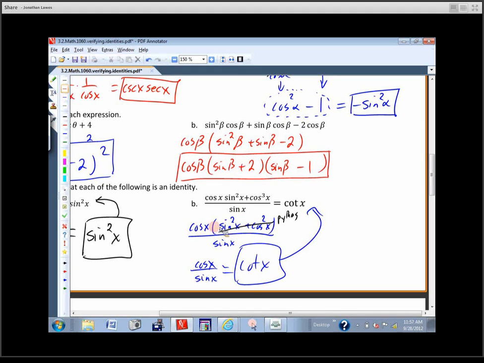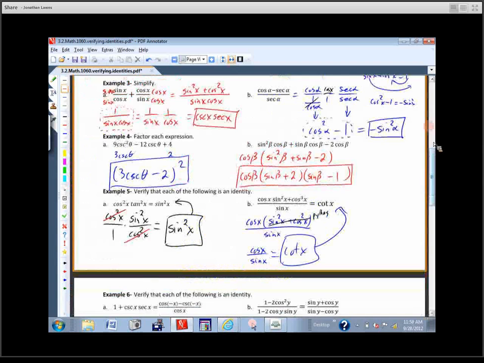I've done the algebra and trig to show that this side is exactly the same as the other side. So we just verified that identity. Are there any questions on that side? Okay, so let's take a look at the other side.